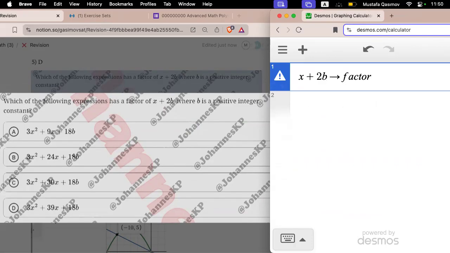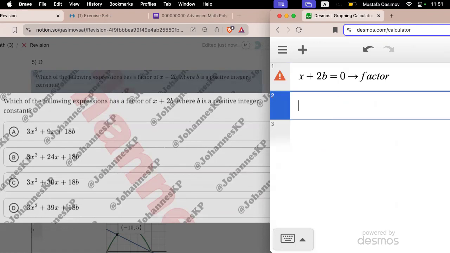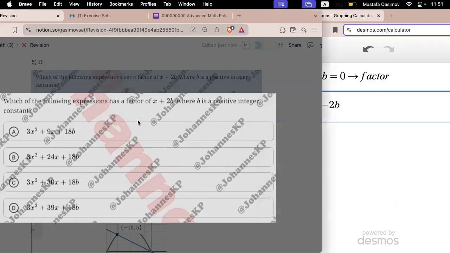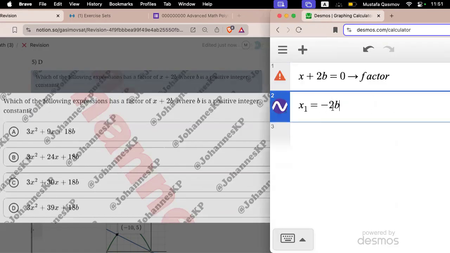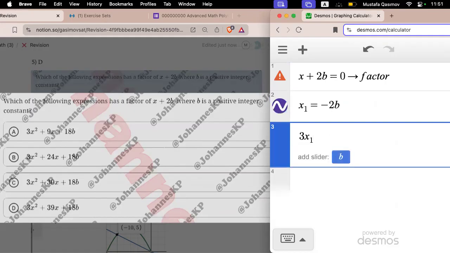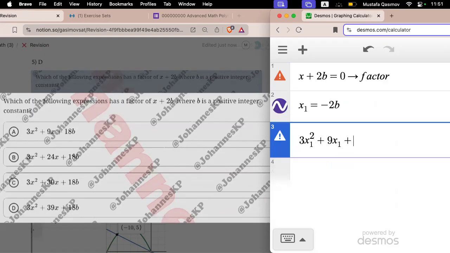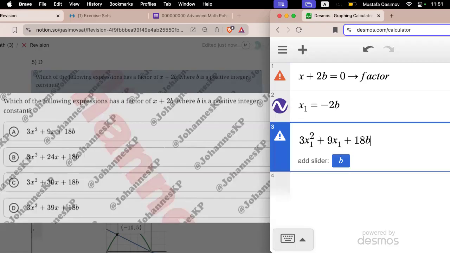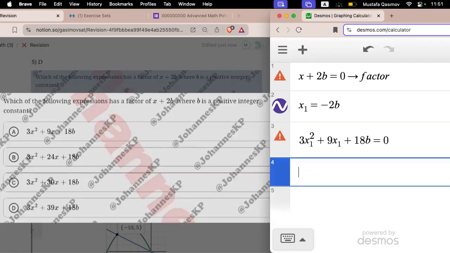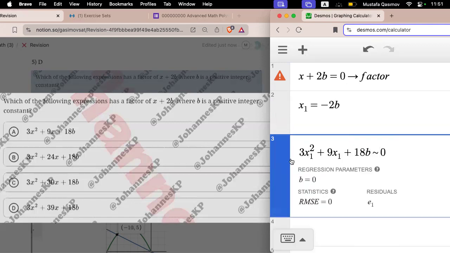We have a lot of methods here. You can think of it like that. When it is a factor, you can find the x-intercept automatically, right? We can make it equal to 0. When you make it equal to 0, we will get x1 is equal to negative 2b, and it is the x-intercept, right? And x-intercept means that it makes the equation equal to 0. Then you can write negative 2b instead of x, and you can find the value of b, okay? You can write it like that if you want. 3x1 squared plus 9x1 plus 18b is equal to 0, and x1 is equal to negative 2b, so let's do it like this.